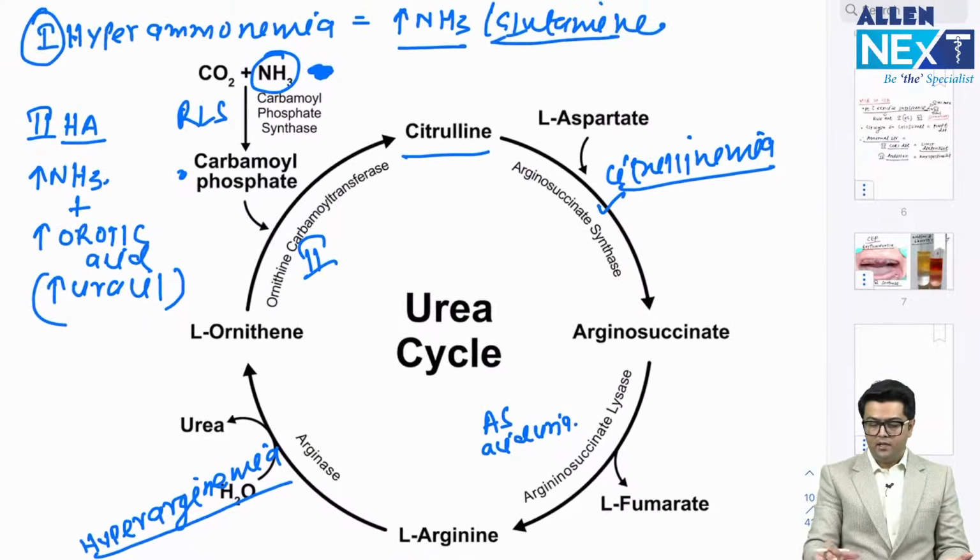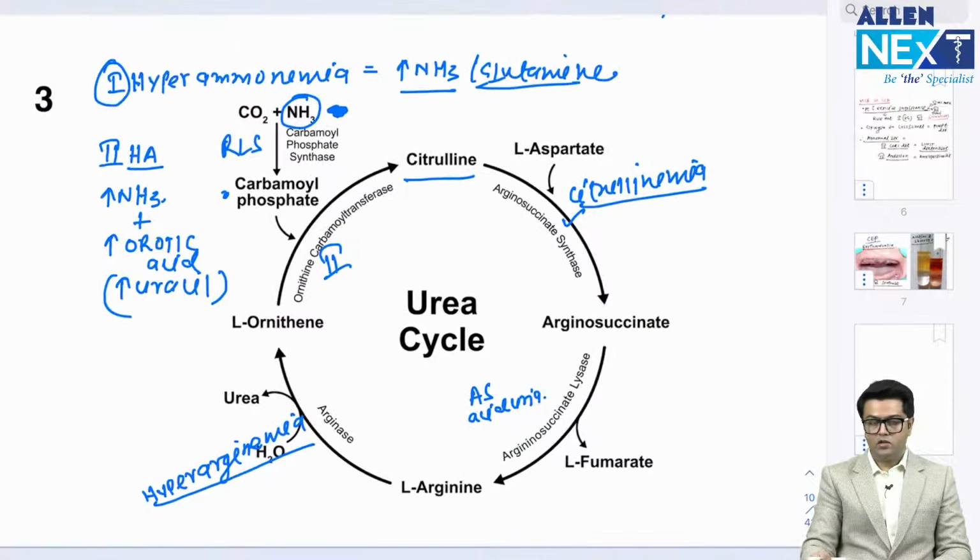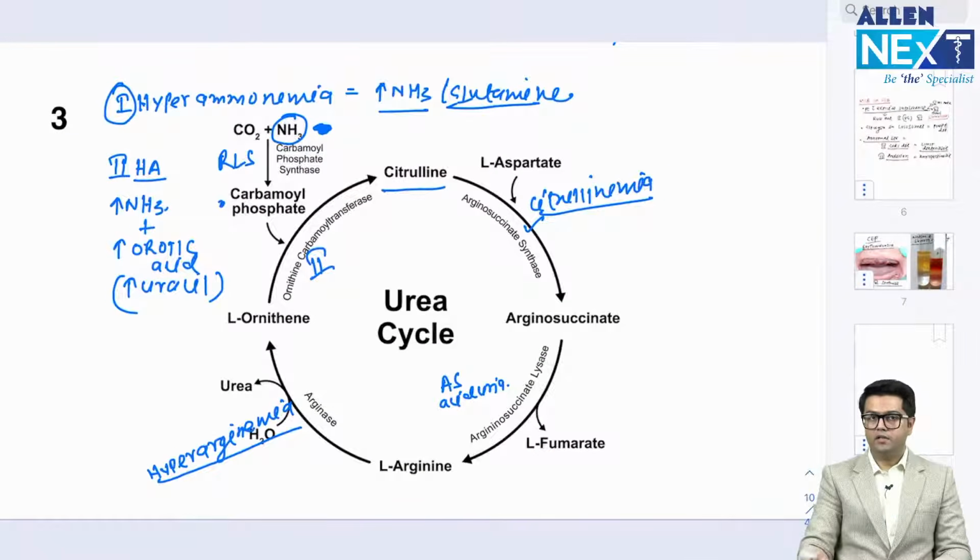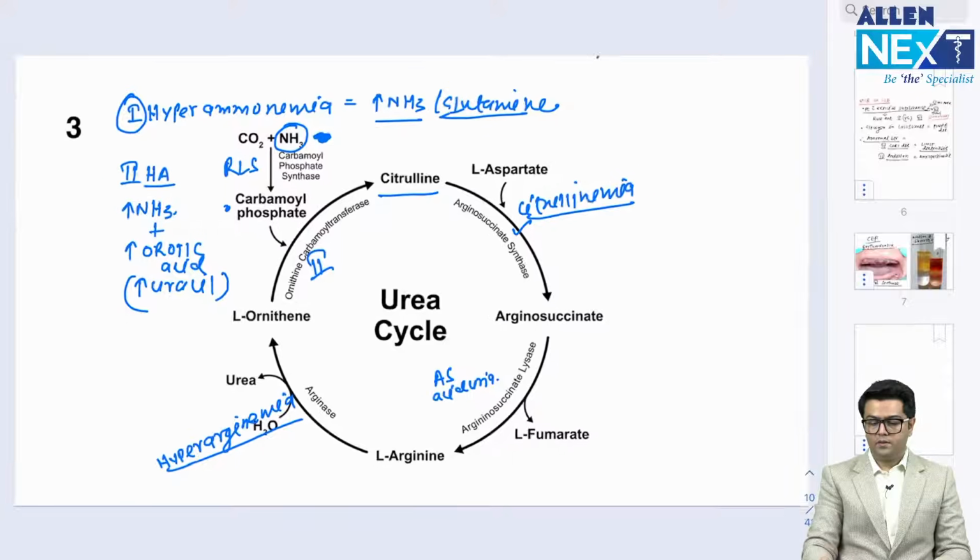Clear to all, guys? So this is how we can answer the MCQs of urea cycle defects, right? Mostly type 1 and type 2 have been asked till now, and it is very easy to identify. If you remember, orotic aciduria plus hyperammonemia is type 2. Okay, guys, fine. So that is all about the urea cycle disorders for the MCQ purpose.